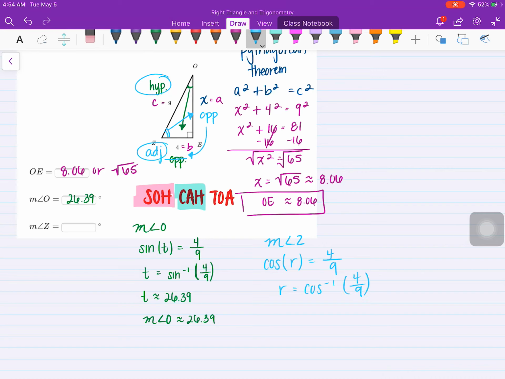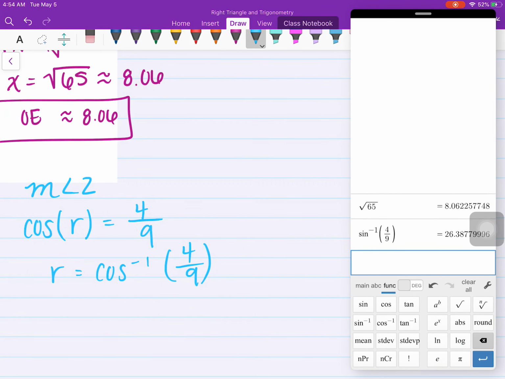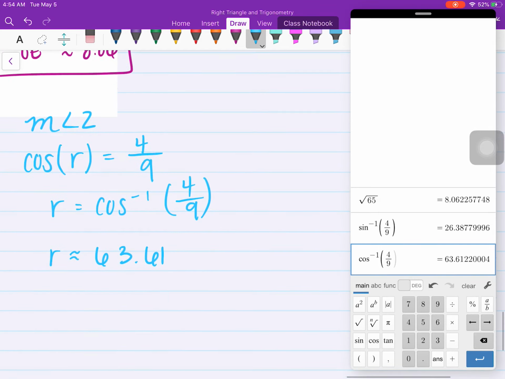So we're doing the same thing here. We're inputting this into the calculator, and we have function cosine of 4/9. And notice that although they use the same fraction, it does give us different values because it's sine and cosine. So in this case, r, or the measurement of angle z, is going to be 63.61. So the measurement of angle z is approximately 63.61.